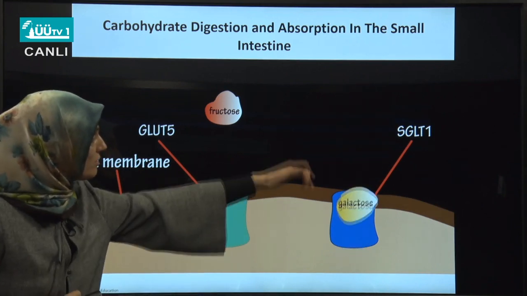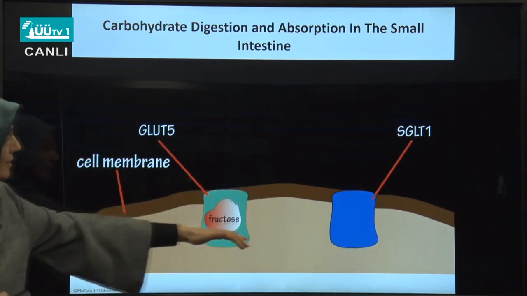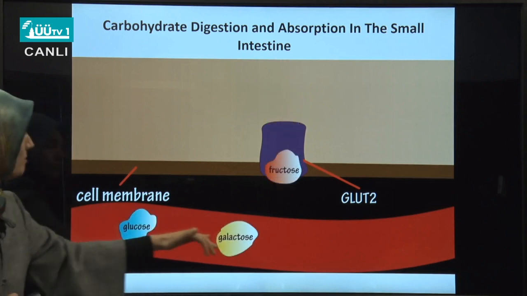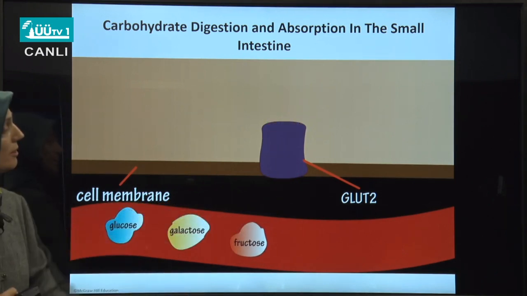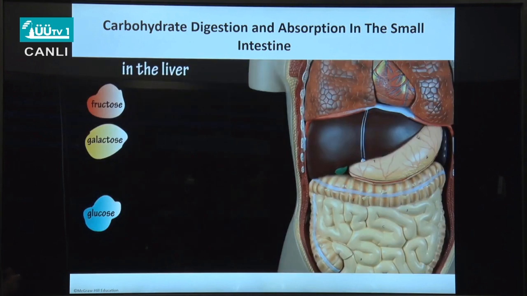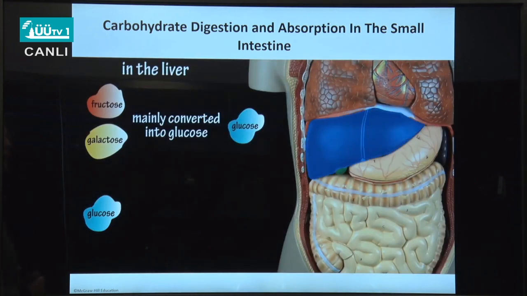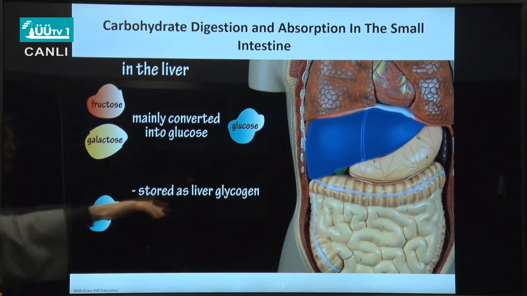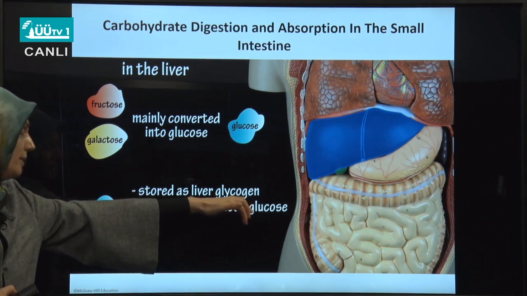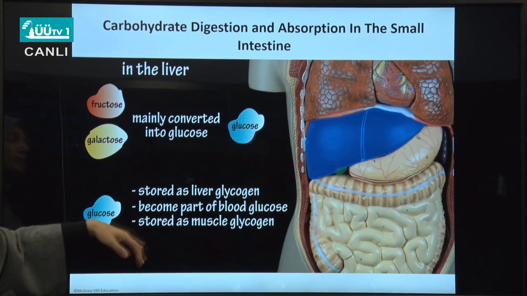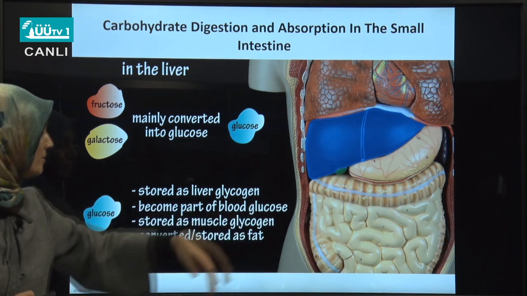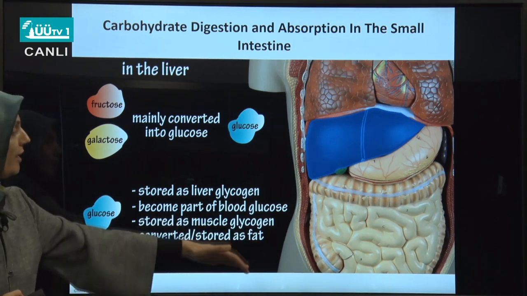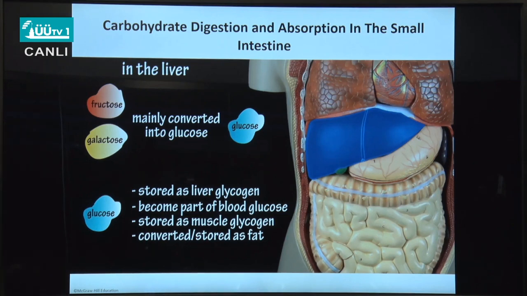And then they are transported through their specific transporters into the epithelial cells. And at the other side of the epithelial cells, they enter the bloodstream, and then they go to the liver. And in the liver, mainly they are converted to glucose in the case of these monosaccharides, or they are stored in the liver as glycogen, or they become part of the blood glucose, or they are stored as muscle glycogen, or they are converted to fat and used later on.